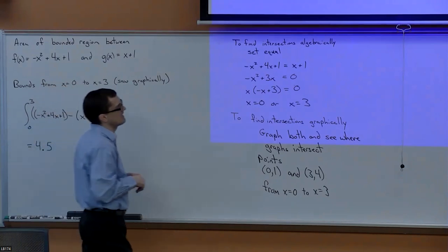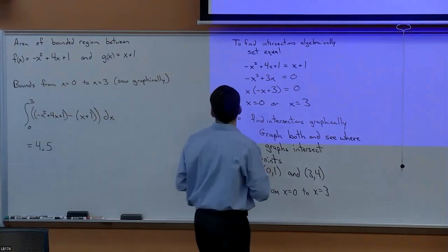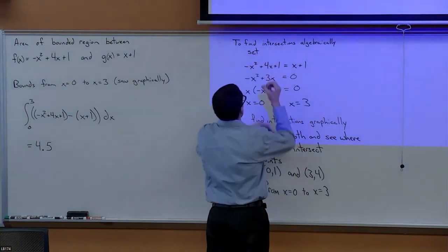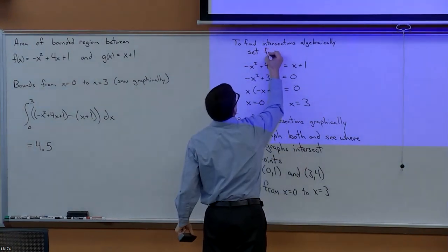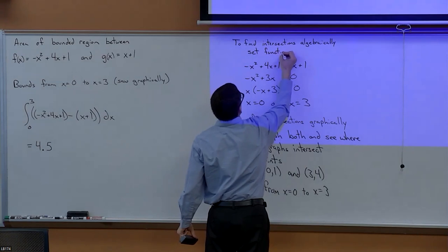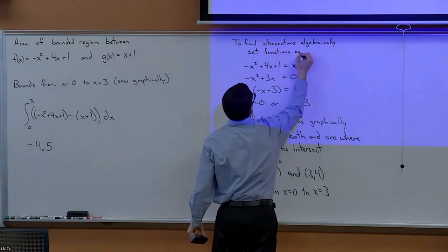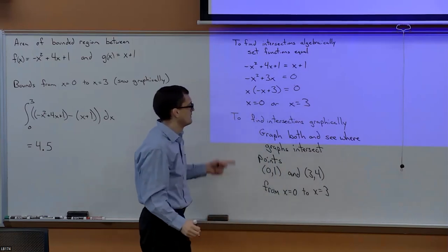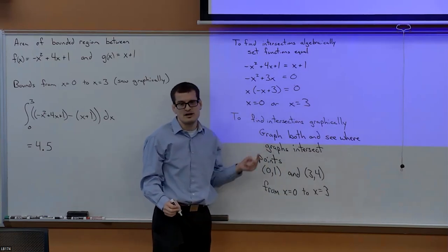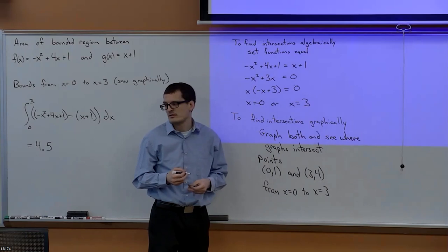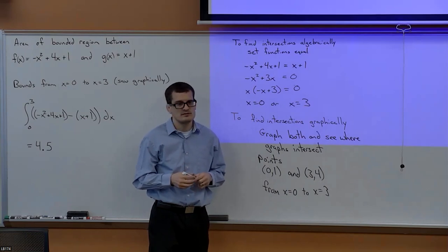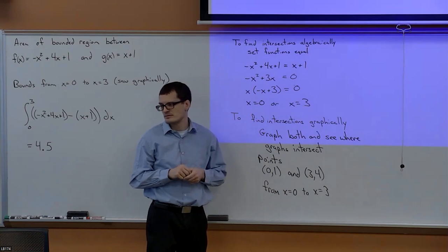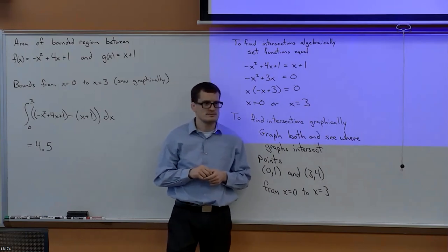So if you want to find intersections algebraically, you set, I should have said, you set the functions equal to each other. Find the intersections graphically, you just graph both and see what you get. Is that right?